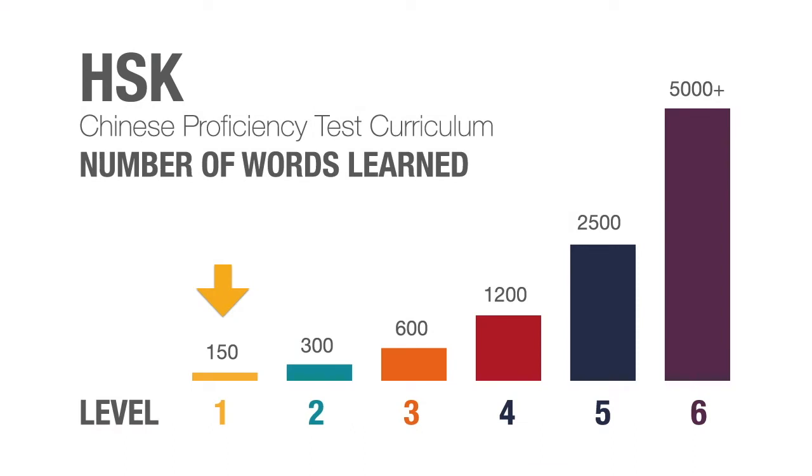In HSK1, you're looking at learning about 150 Chinese words, and in HSK2, another 150, HSK3, another 300, and so on and so forth, until you get to HSK6, where you get 5,000 plus Chinese words. Right? So we're trying to start small. We're only aiming for 150 words. But we would like to build a solid foundation that you can build upon for all the other levels. We're trying to teach you all the characters and all the finer grammatical points and give you a lot of practice so that you can really learn it well before moving on to the next level.